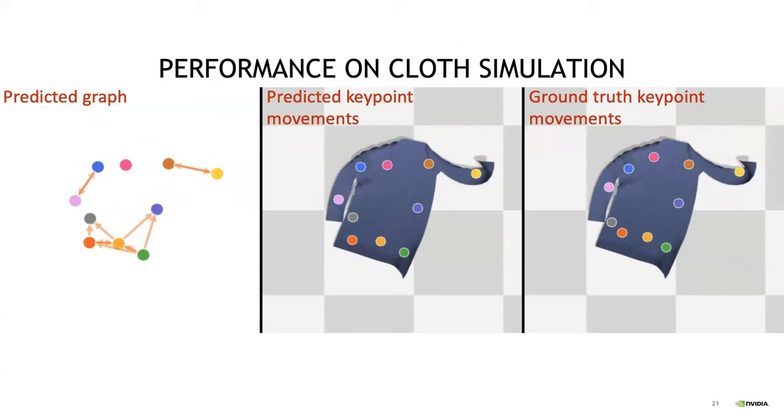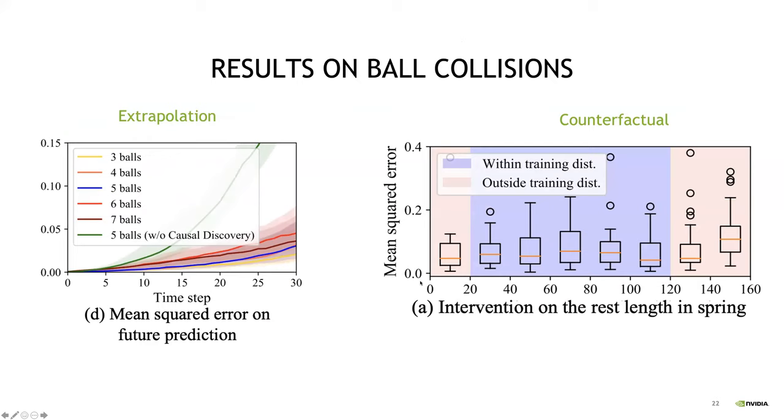And same with, say, ball collisions, right? Even though you've trained them just between, say, three balls, you can now go to five balls here, you can extrapolate to other scenarios. And that's another thing we want, right? We don't want just interpolation. We want to be able to work on instances that aren't seen in training data, and the causal discovery becomes an important aspect of that.